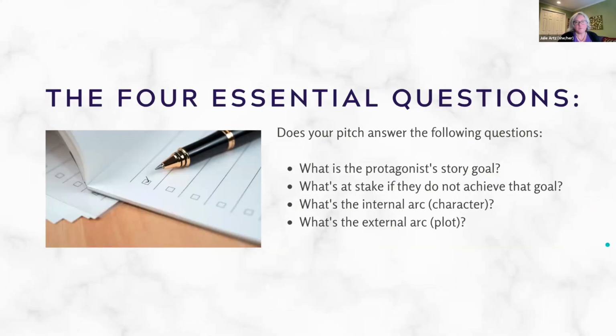Okay. So like I said, we've got these 4 essential questions that we want to make sure that your pitch is going to answer. So what is the protagonist's story goal, right? Your protagonist is your main character. If you're writing memoir, that's the story version of you, which you'll hear me often separating story you from author you, because it's an important distinction to make when you're writing memoir. What's at stake if they don't achieve the goal?